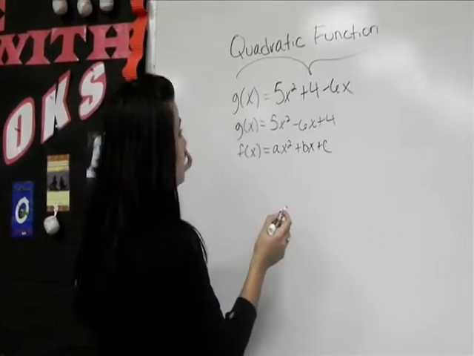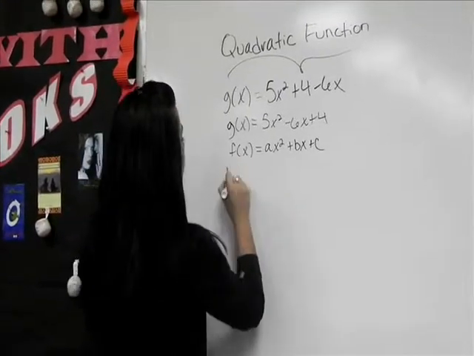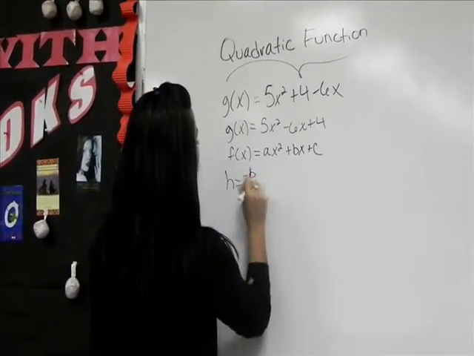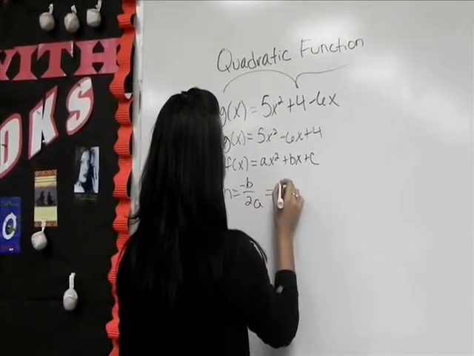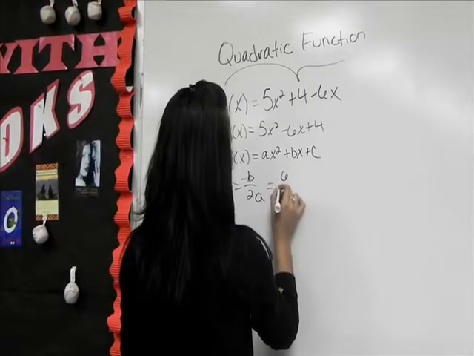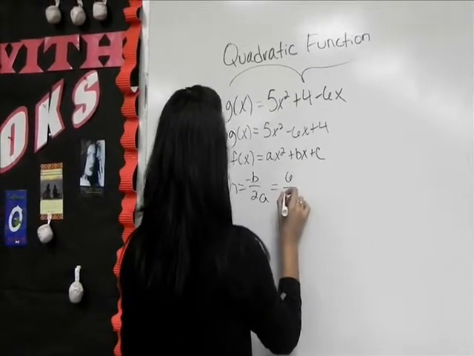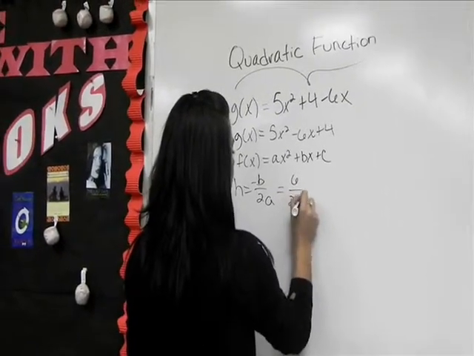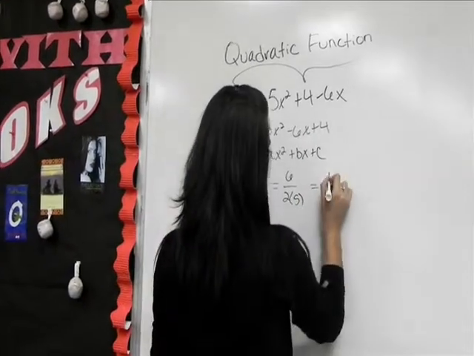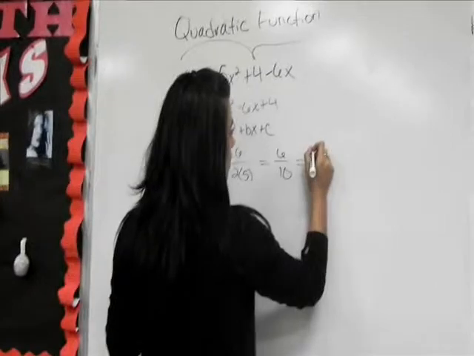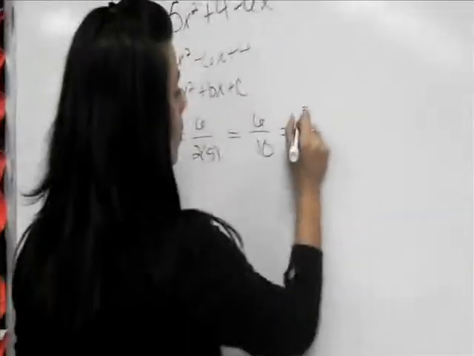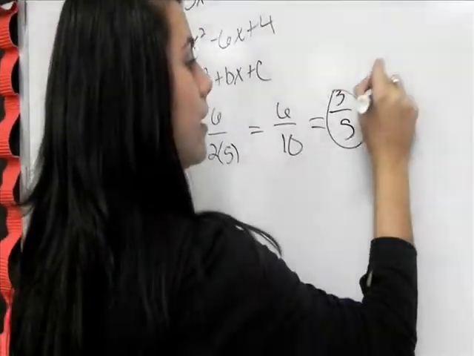So once you have it like that, you have to use this formula, and you plug in the numbers. So it'll be 6 over 2 times 5, which is 10. And then when you solve, you get 6 over 10. And you can simplify both of them by 2. So it'll be 3 over 5. That is your axis.